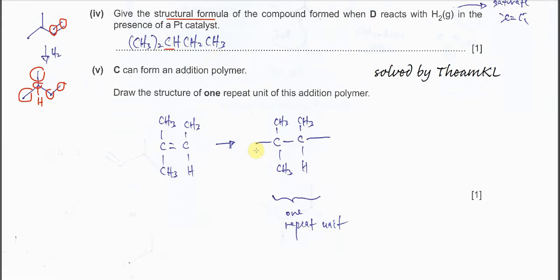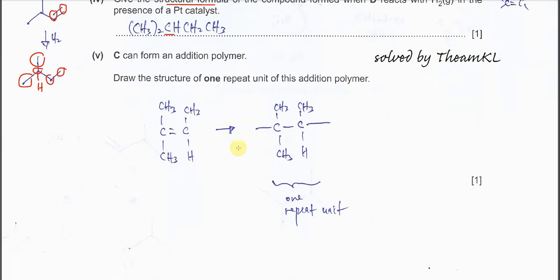Part 5. C can form an addition polymer. Draw the structure of one repeat unit of this addition polymer. And this one is C.